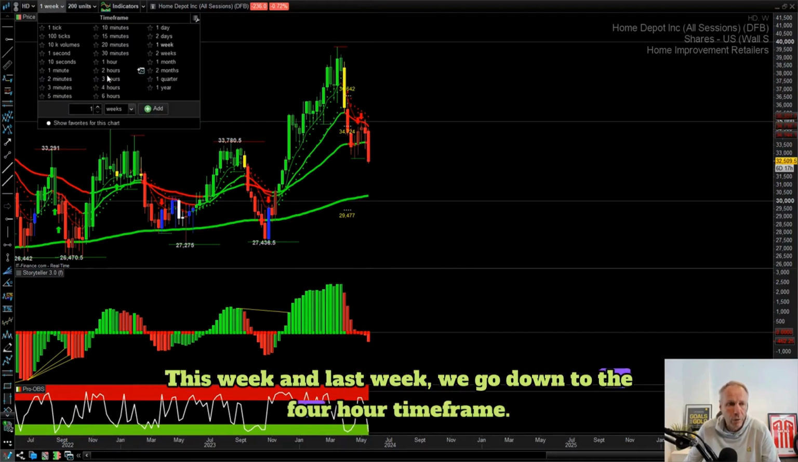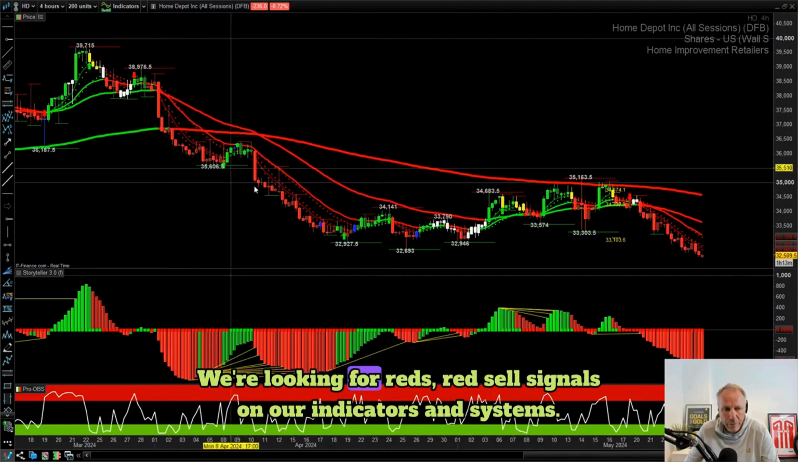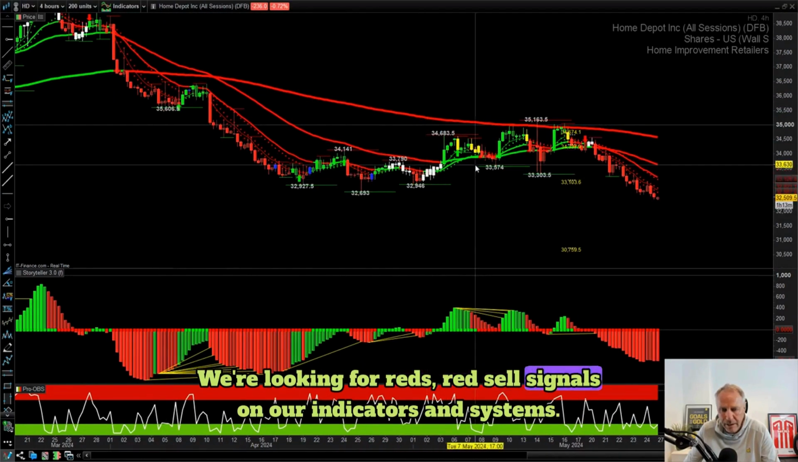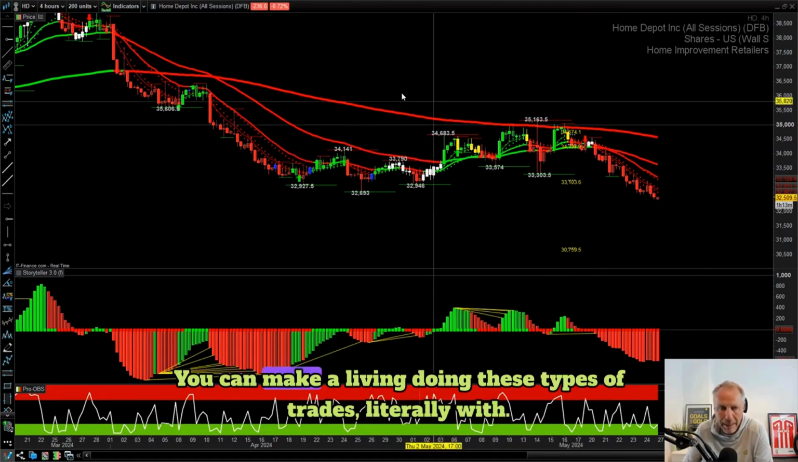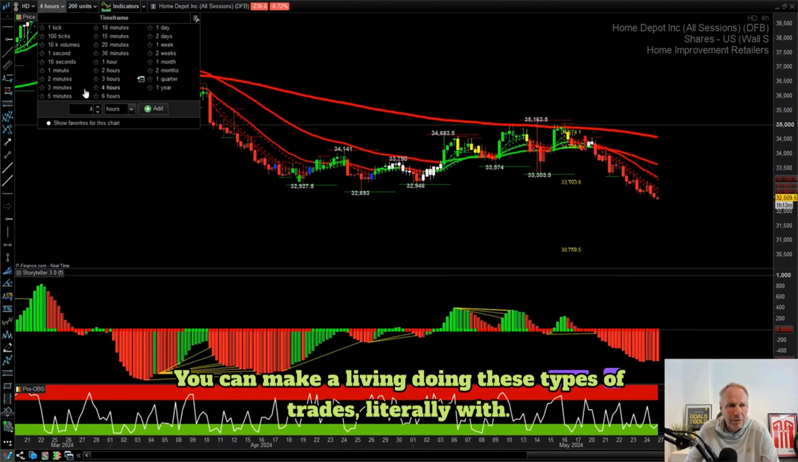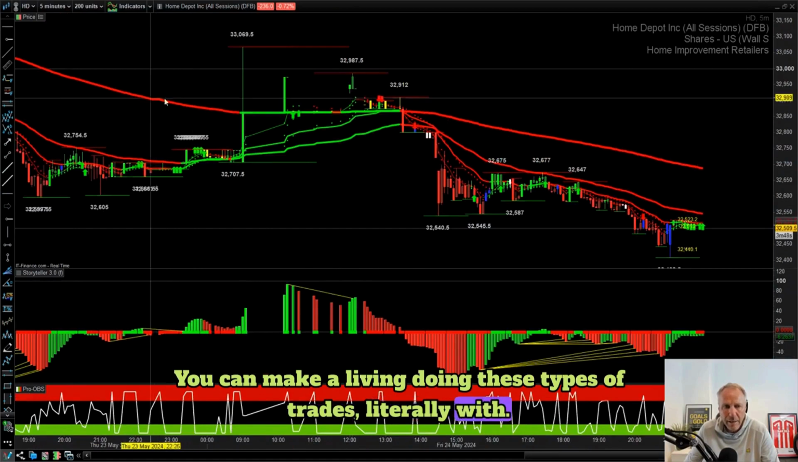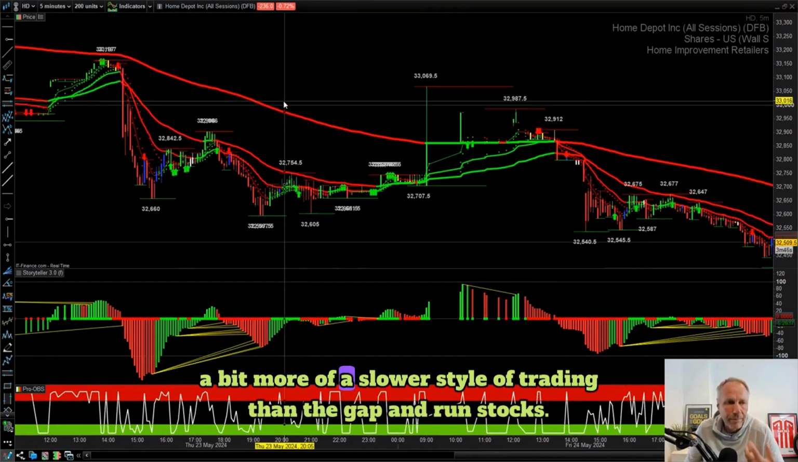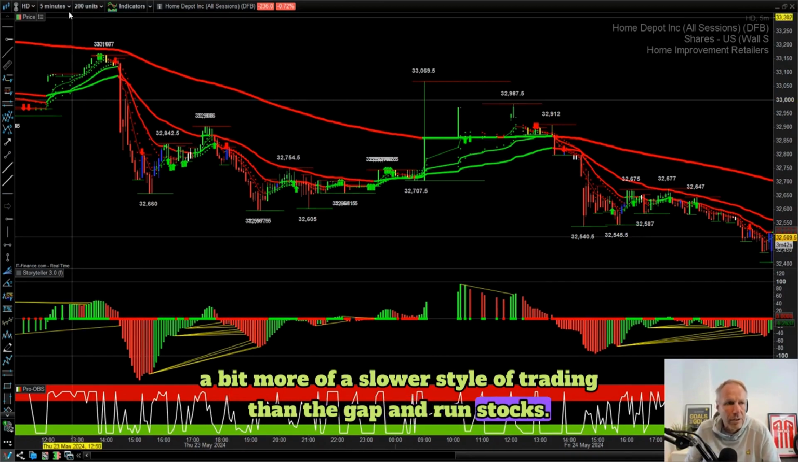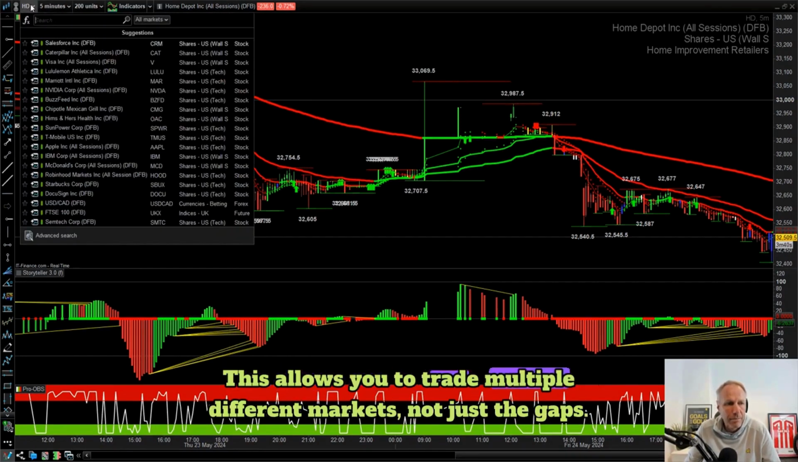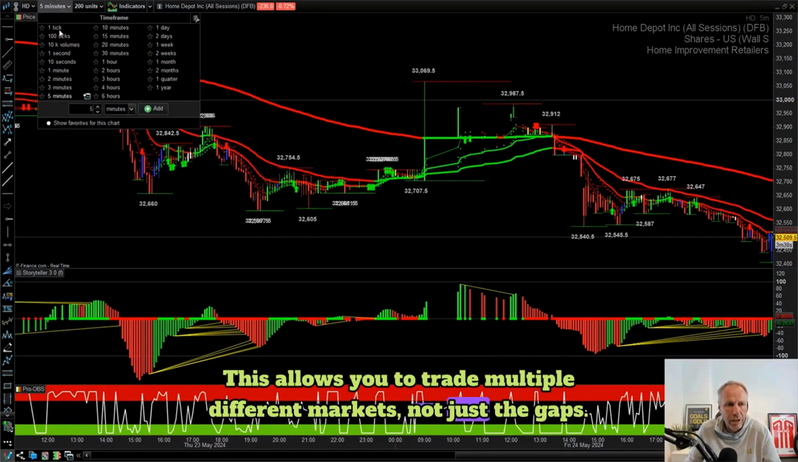We go down to the 4-hour time frame. We're looking for reds, red sell signals on our indicators and systems. These moves are fantastic. You can make a living doing these types of trades, literally, with a bit more of a slower style of trading than the gap and run stocks. This allows you to trade multiple different markets, not just the gaps.